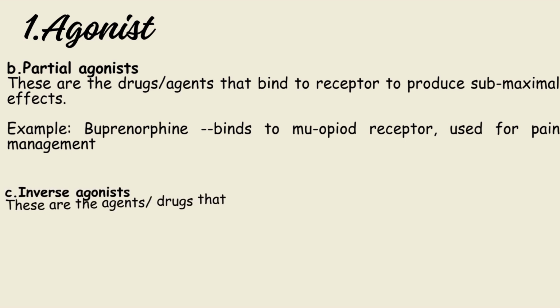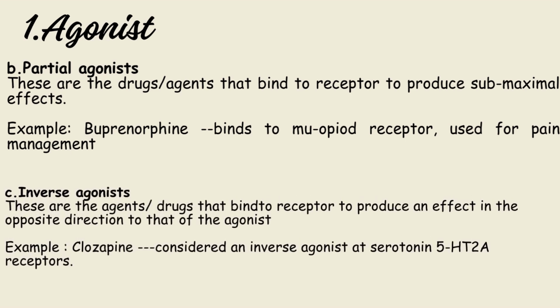Last but not the least comes the inverse agonist. These are the agents or drugs that bind to a receptor to produce an effect in the opposite direction to that of the agonist. Example, clozapine, considered an inverse agonist at serotonin 5-HT2A receptors. It means that clozapine's inverse agonism has an opposite effect to that of serotonin at this particular receptor, but it does so by stabilizing the inactive form rather than blocking the active one. This action is a key part of its efficacy in treating psychosis, as seen in the link between 5-HT2A inverse agonism and a reduction in symptoms like hallucinations and delusions.